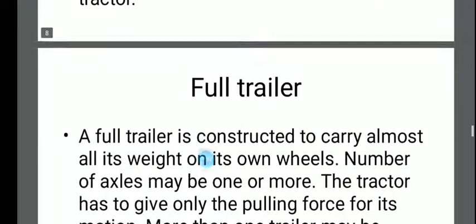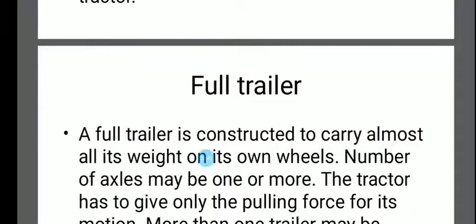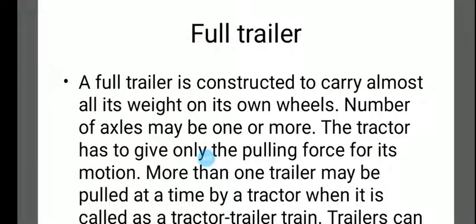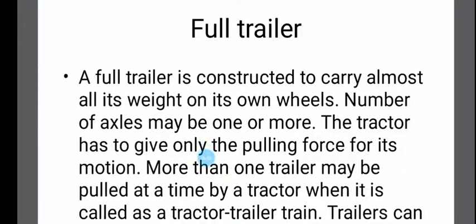A full trailer is constructed to carry almost all its weight on its own wheels. The number of axles may be one or more. The tractor has to give only the pulling force for its motion. More than one trailer may be pulled at a time by a tractor, when it is called a tractor trailer train.